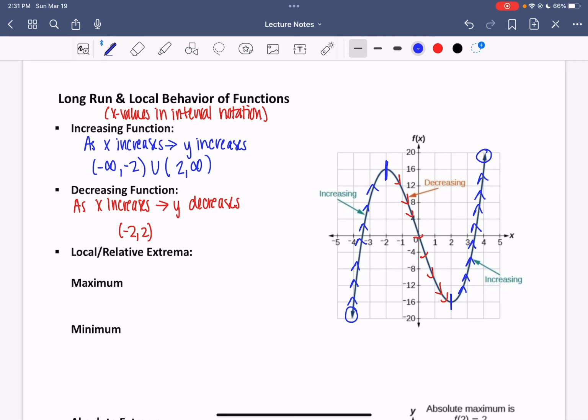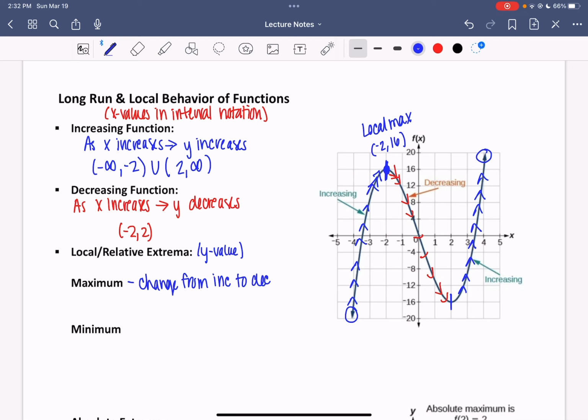The next part we're going to look at are the local or relative extrema. Now with your increasing and decreasing, you're looking at x values. With your local and relative extrema, you're going to be looking at a y value. For the maximum, this is when you change from increasing to decreasing. And where does it happen that we changed from increasing to decreasing? So we were going up here, and then we changed to going down. And so right here at this point, this would be our local max. And it occurs at the point -2, 16.